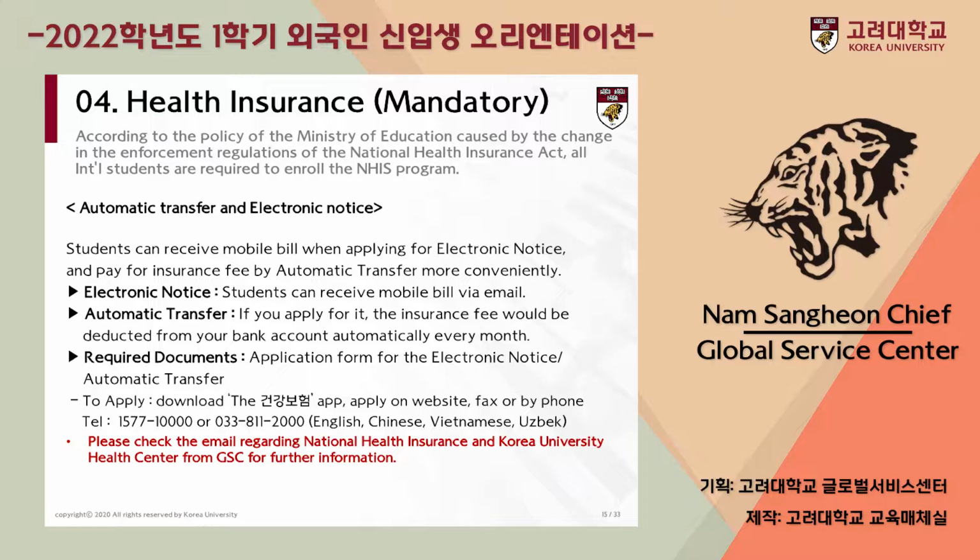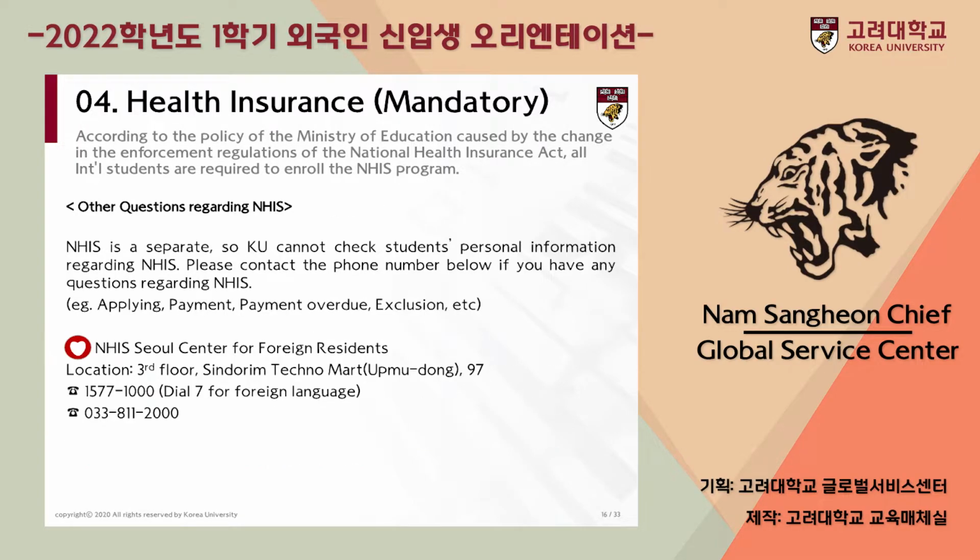Here are some useful tips to make it more convenient for you. You can apply for electronic notice for your bills and to choose direct debit as your payment method. By doing this, you don't have to worry about late or missing notice. You can refer to our email notice for further information on how to apply, where to send an application for exclusion, electronic bill, direct debit. Please note that KU is not a window for general inquiries on NHIS. You can contact the Center for Foreign Residents at the phone number on the slide.